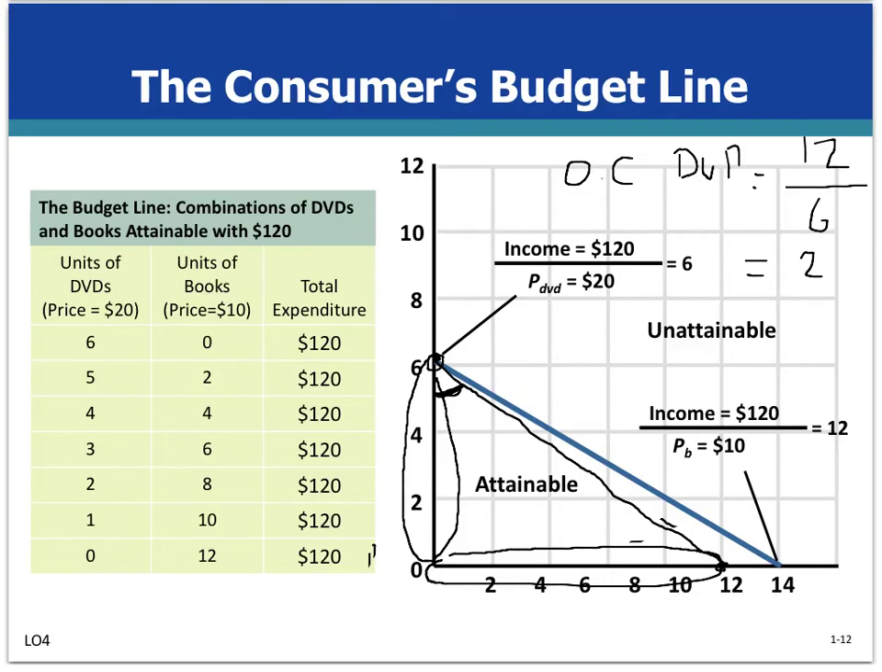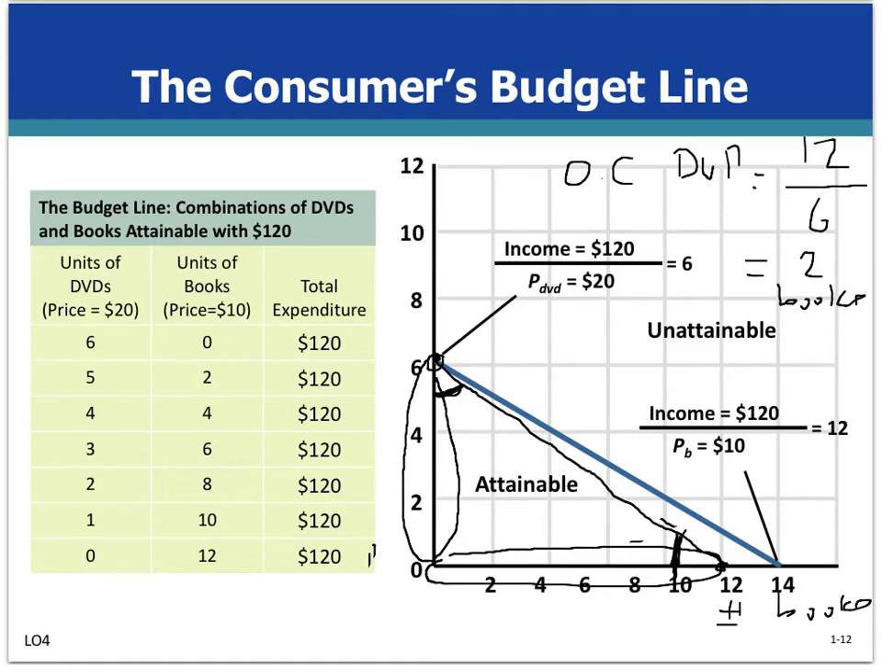The opportunity cost of DVD is 2 books. Okay, we can do the same calculation for books. Let's do that. Now we are going to look at a different angle: the angle between the budget line and the number of books. Here is the number of books. And now we are going to look at the tangent of this angle.